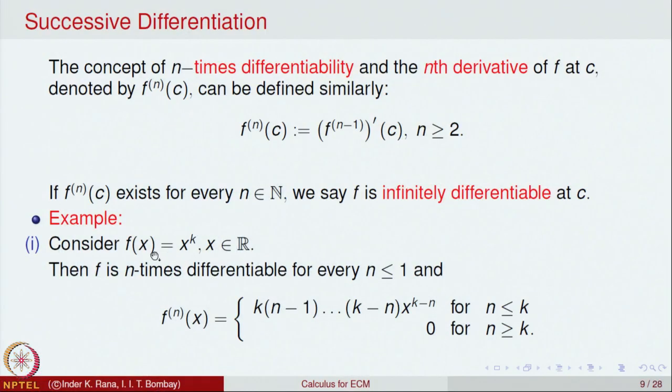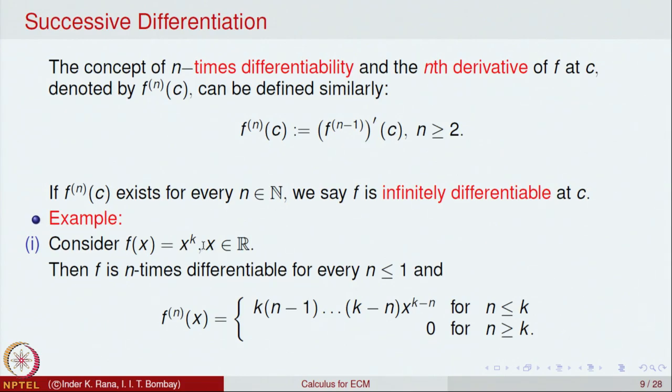Let us look at the example f(x) = x to the power k for x belonging to R, where k is a positive integer. We know that this function is differentiable at every point. So what will be the first derivative? f'(x) will be equal to k times x to the power k minus 1. And when you differentiate again, that function is differentiable and the second derivative, f''(x), will be equal to k(k minus 1) x raised to power k minus 2.